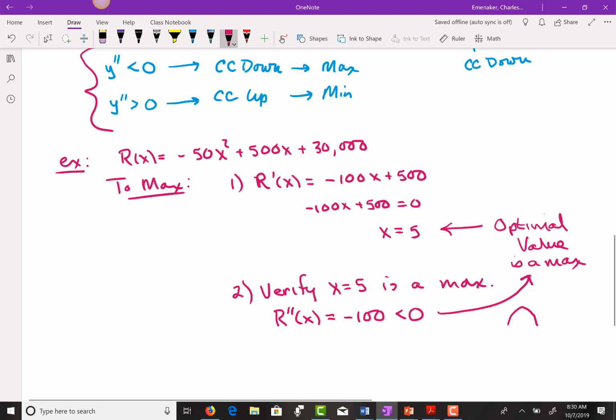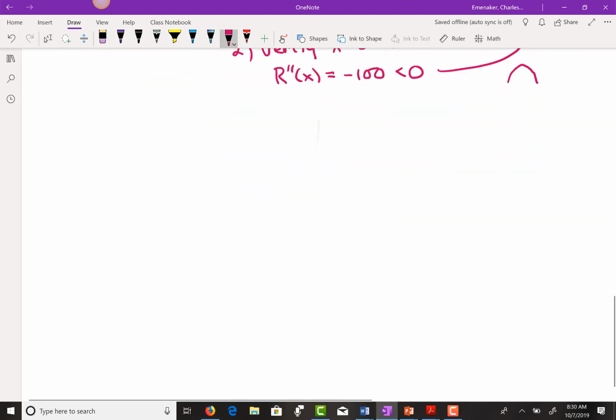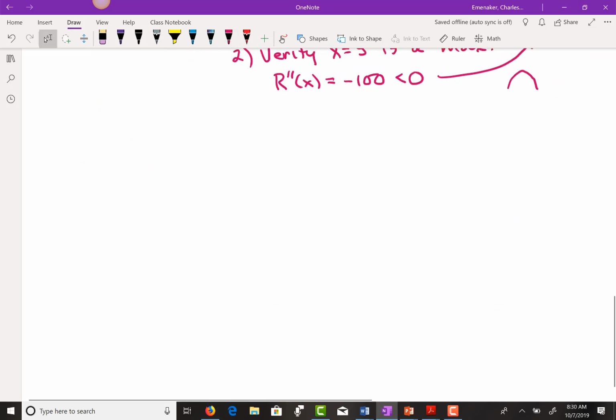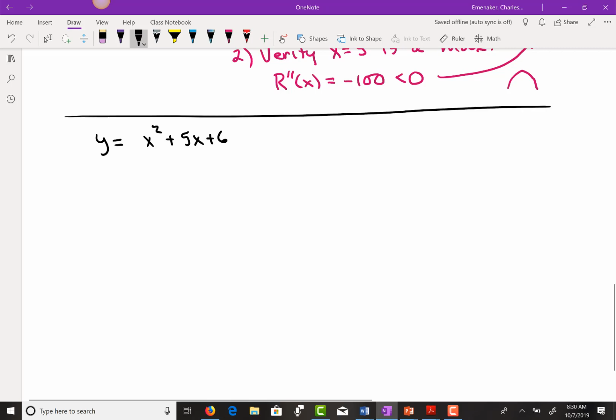Why is it that the negative gives us a maximum? What we need to understand is what the second derivative is really telling us. If we go back to some function, let's say we have y equals x squared plus 5x plus 6. It's going to be a parabola.